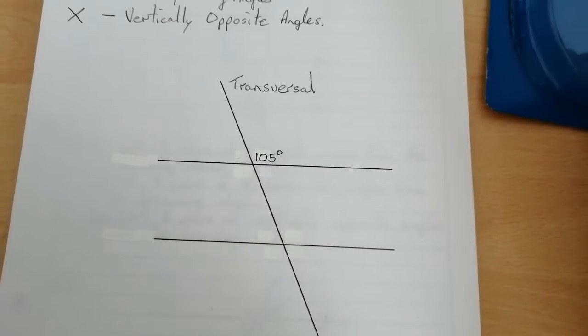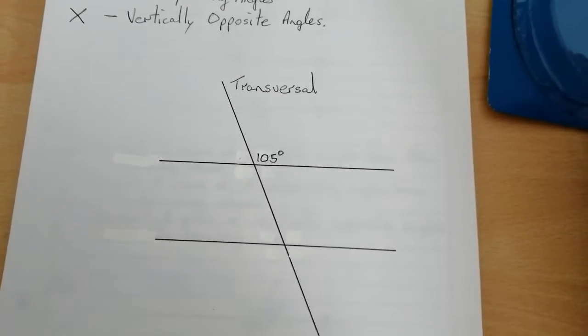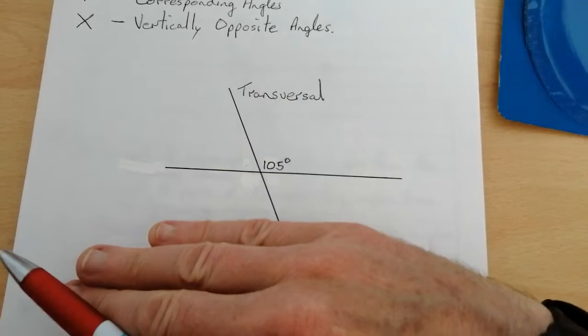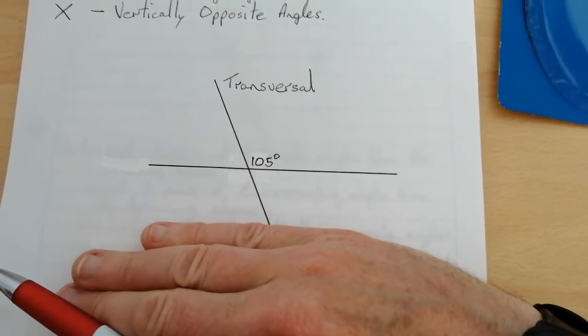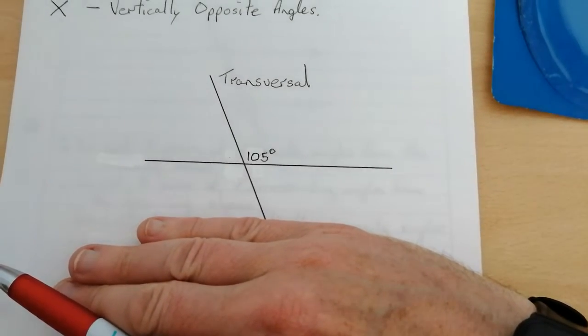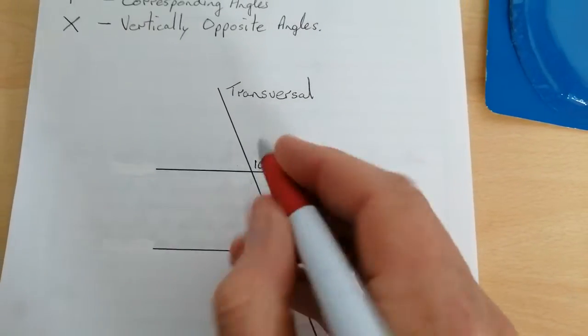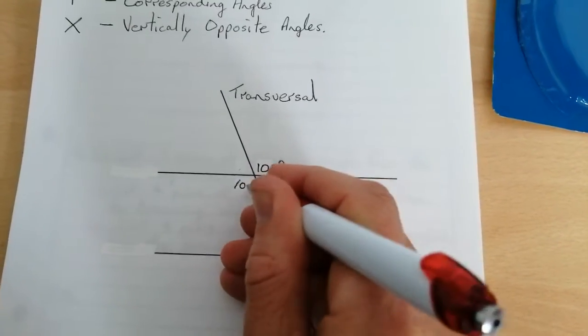First of all, I'm going to use my knowledge that vertically opposite angles are equal. So if vertically opposite angles are equal, I find an X there. That's an X shape with those 2 lines. So if that's 105, this is also 105.